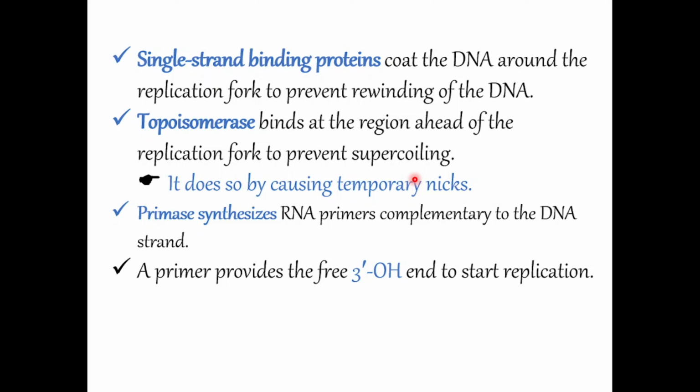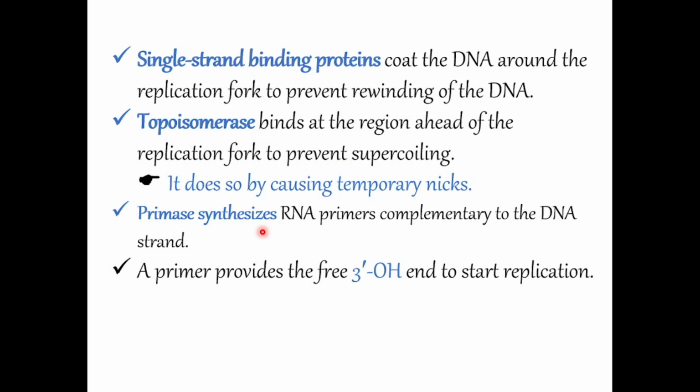Topoisomerase makes the DNA loose by causing temporary nicks, so it can be easily separated by helicase enzymes. Helicase enzymes simply cut open that strand. Then single-stranded binding protein, SSB protein, will coat each strand, so there is no chance of rewinding. That's the role of single-stranded binding protein.